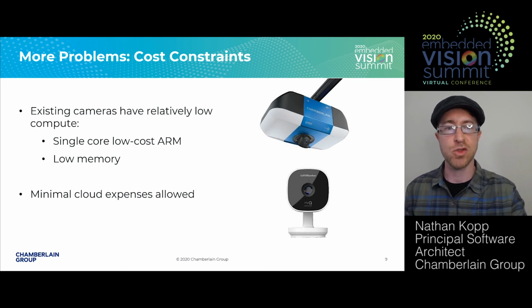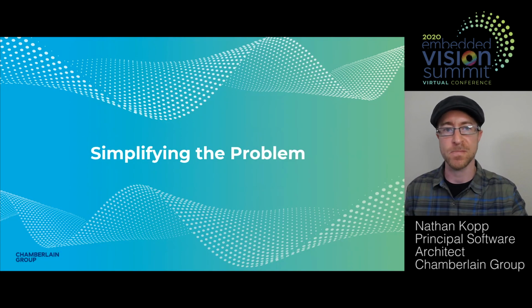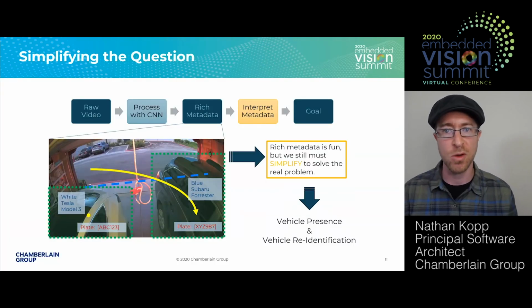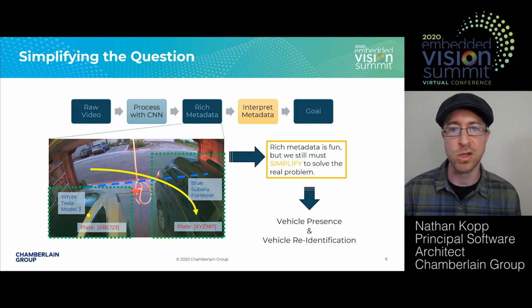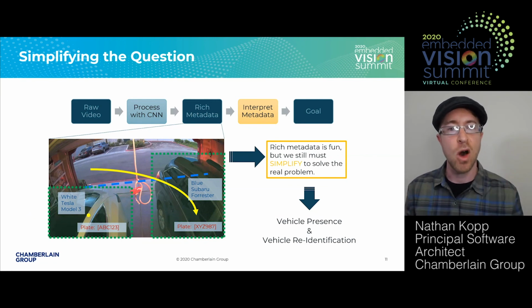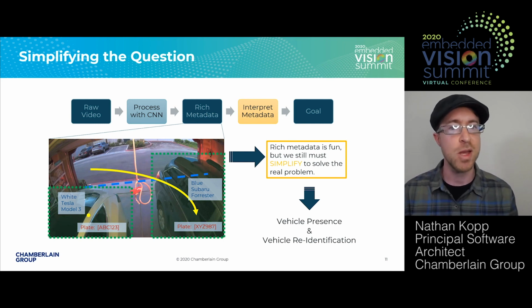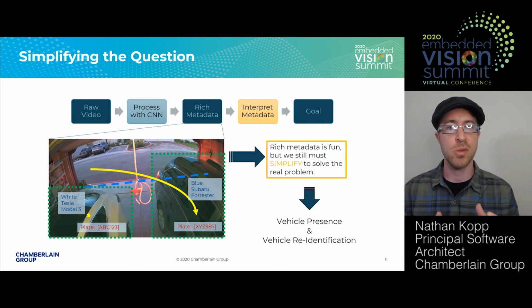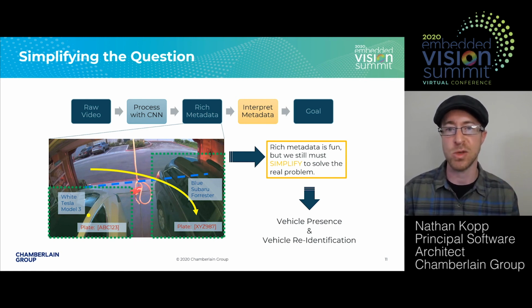Well, we decided we would try to look at simplifying the problem. Took a couple approaches to simplifying the problem. The first one I want to go over, I call simplify the question. So all these neural networks, they produce really rich metadata. They produce a complicated answer. And that answer then needs to be interpreted. The answer needs to be simplified.